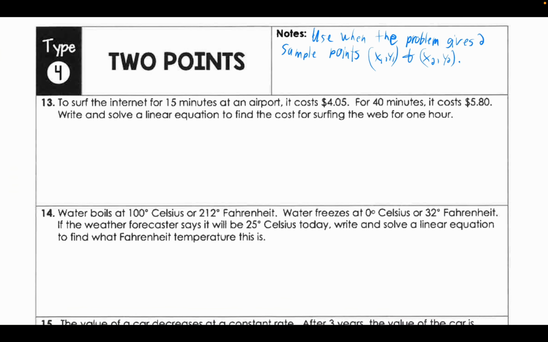So on number 13, to surf the internet for 15 minutes at an airport, it costs $4.05. For 40 minutes, it costs $5.80. Write and solve a linear equation to find the cost of surfing the web for 1 hour. So defining our variables, x is going to be the amount of minutes surfing the web, where y is going to be the cost for doing so. And the two ordered pairs we're given are 15 minutes and $4.05, as well as 40 minutes and $5.80.